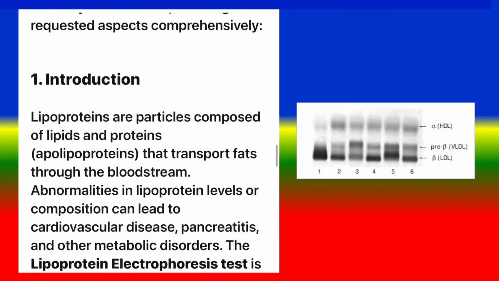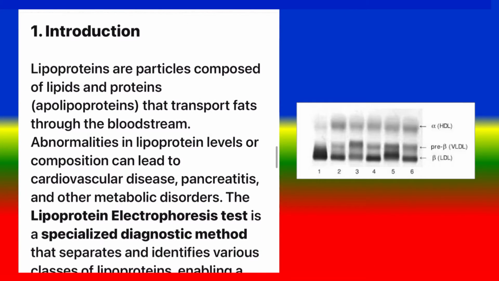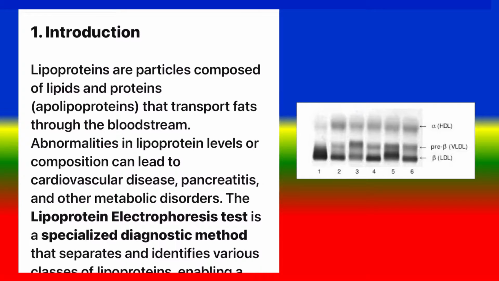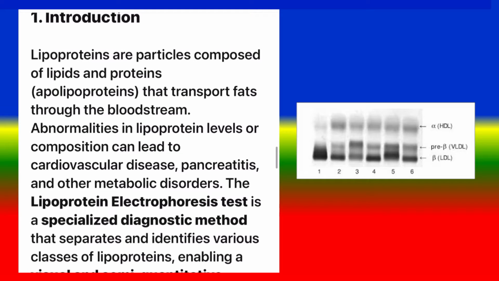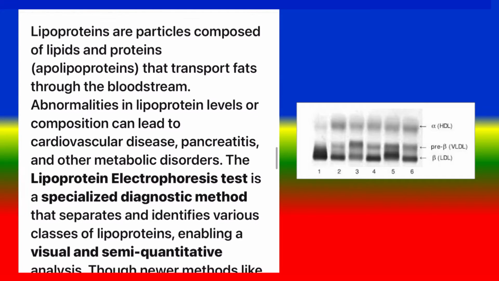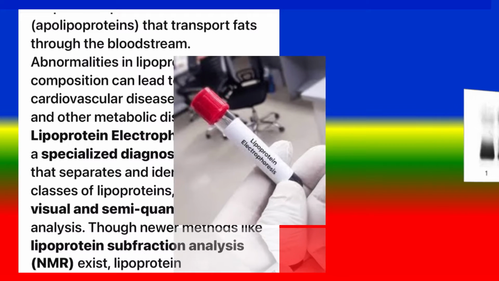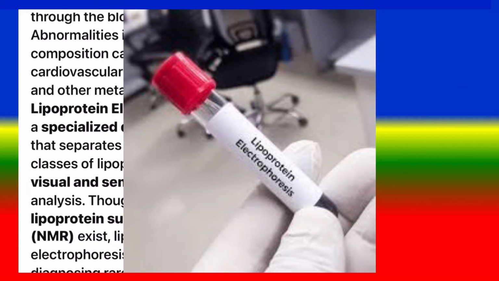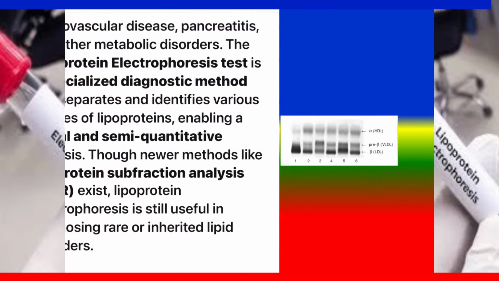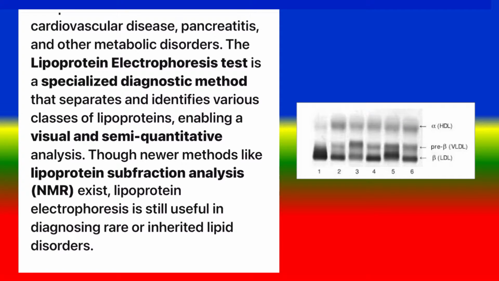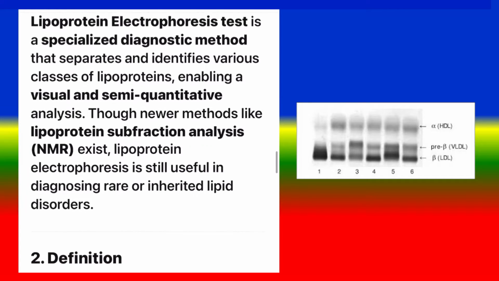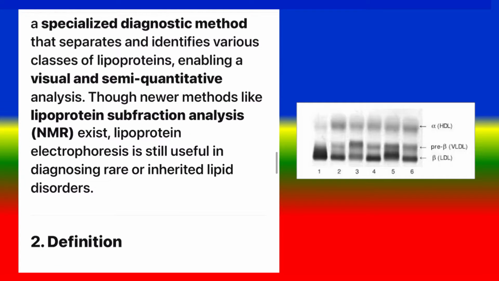1. Introduction. Lipoproteins are particles composed of lipids and proteins, apolipoproteins, that transport fats through the bloodstream. Abnormalities in lipoprotein levels or composition can lead to cardiovascular disease, pancreatitis, and other metabolic disorders. The lipoprotein electrophoresis test is a specialized diagnostic method that separates and identifies various classes of lipoproteins, enabling a visual and semi-quantitative analysis. Though newer methods like lipoprotein subfraction analysis, NMR, exist, lipoprotein electrophoresis is still useful in diagnosing rare or inherited lipid disorders.